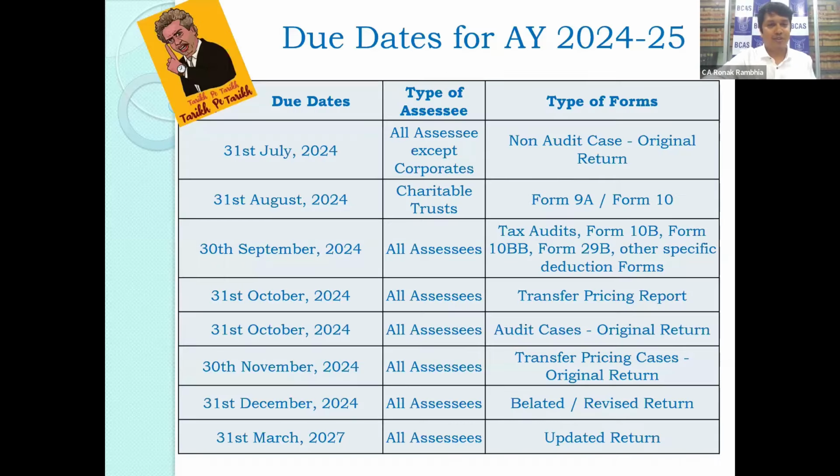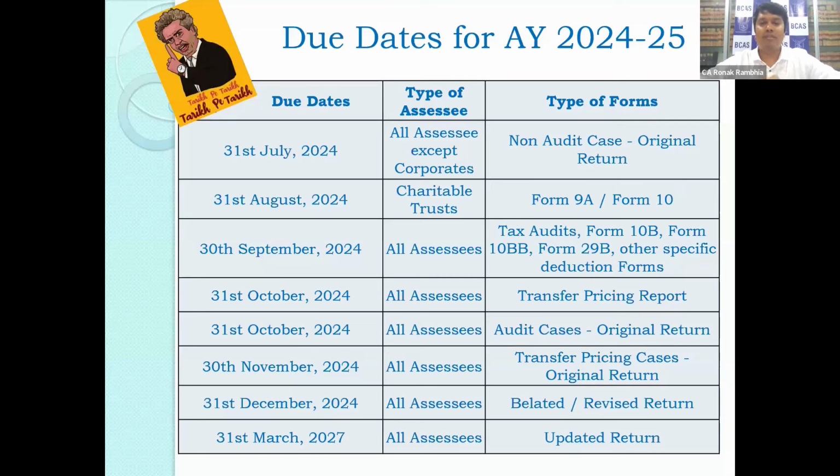Going further, these are some of the tareekh pe tareekh, I would say, due dates for our chartered accountants and the people in the profession. Coming after about 30 days is 31st July 2024, which is for the tax return for non-audit cases. This is for all assessees except the corporates. This is your original return, and you will be given a chance to file revised, belated, updated returns. But this is the original return due date for all assessees except corporates and for whom audit is applicable.